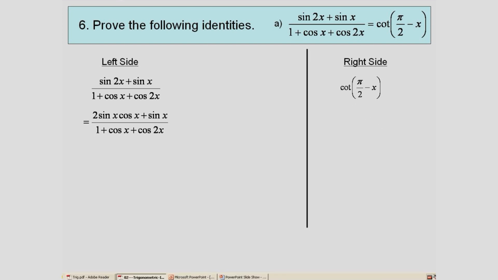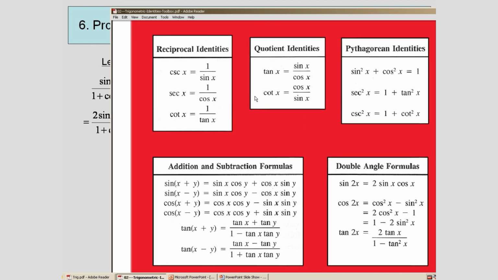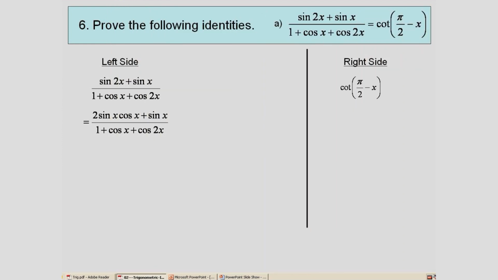Cotangent of x, or anything really here, cotangent of x in this case is cos x over sine x. Okay, so we can write cotangent of pi over 2 minus x as cos of this over sine of this. And that's what we're going to do right now. So what was the point of splitting that up like that? So that we could use these other 2 properties that we've seen before.